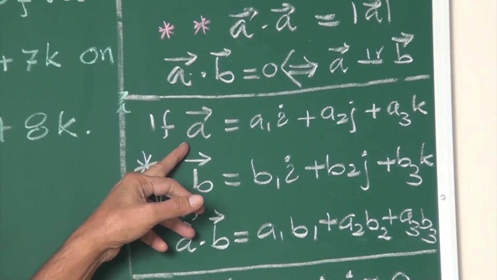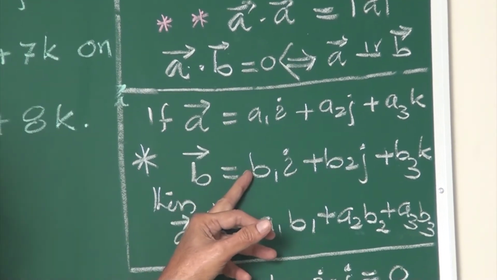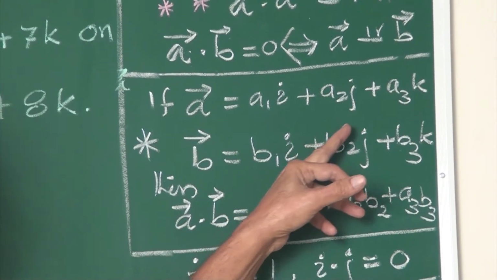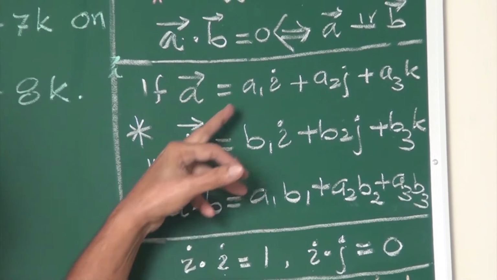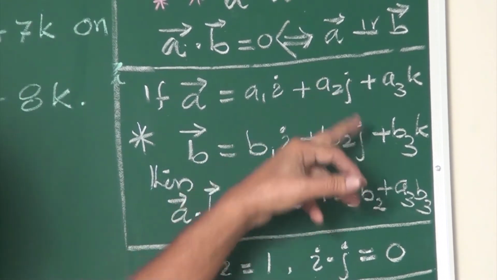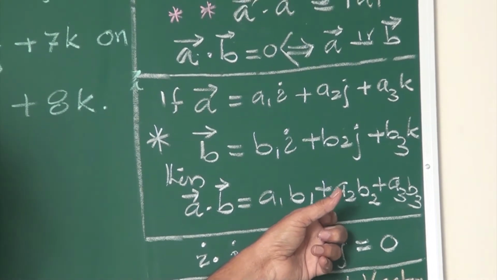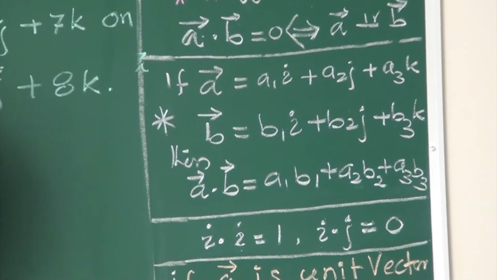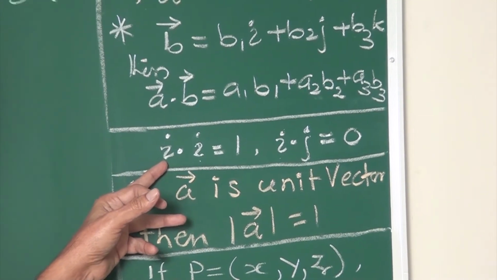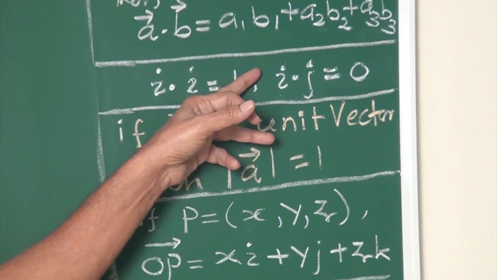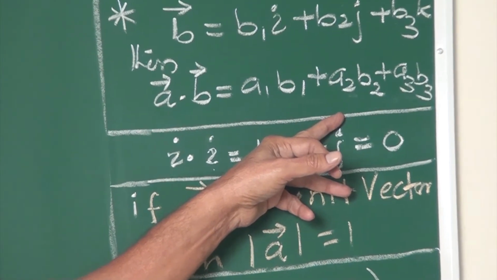If the vector A equals A1 i plus A2 j plus A3 k, and vector B equals B1 i plus B2 j plus B3 k, then A dot B equals A1 B1 plus A2 B2 plus A3 B3. This is the formula to work out the dot product. I dot I, J dot J, K dot K is 1, and if they are different, I dot J is 0, J dot K is 0, K dot I is 0.